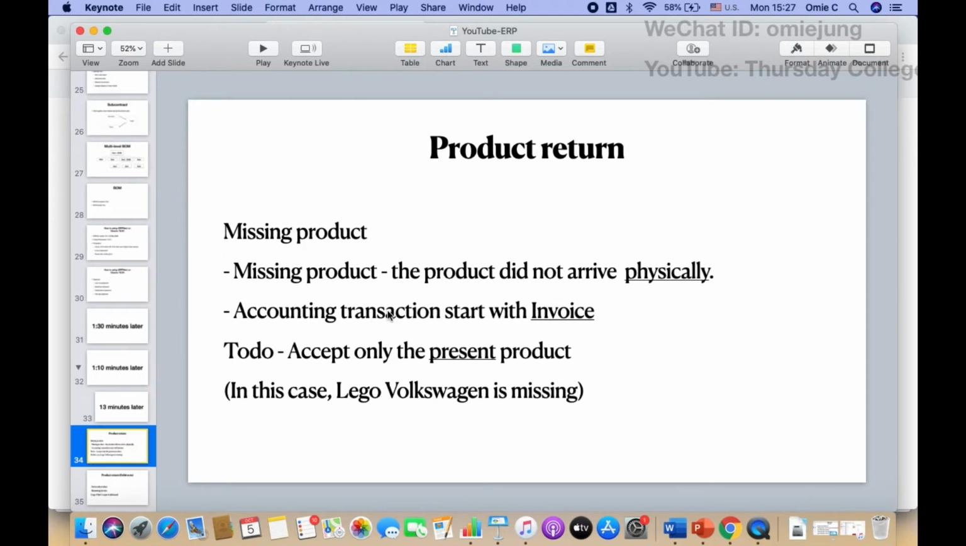So suppose you order 20 units and when they come there are only 10 units. So you just accept only 10 units. You didn't need to accept first and then return later. But this time we really return it.